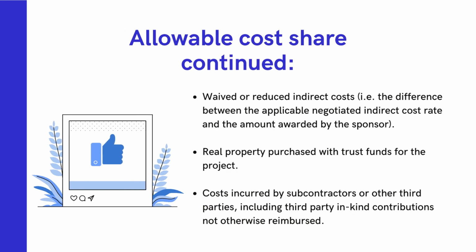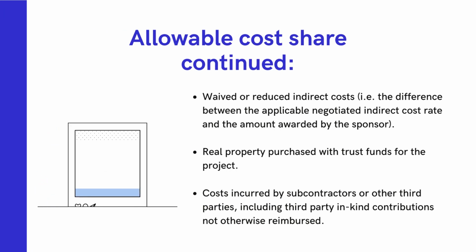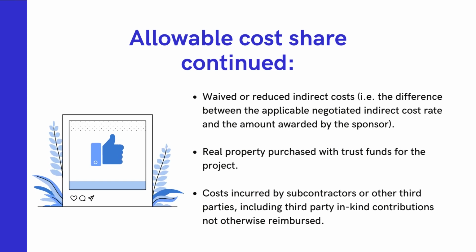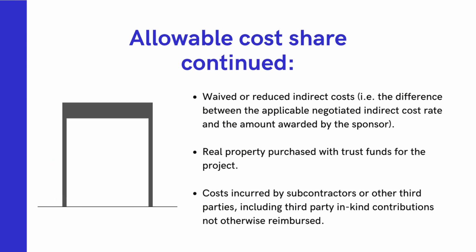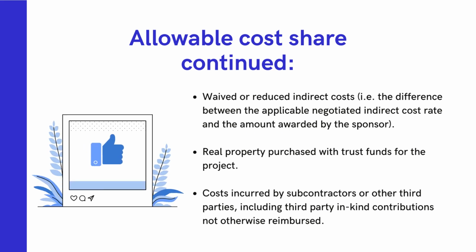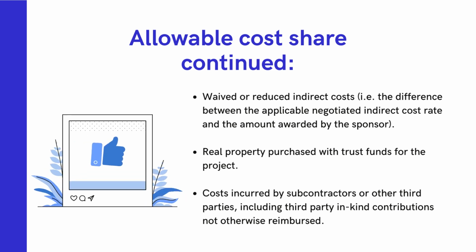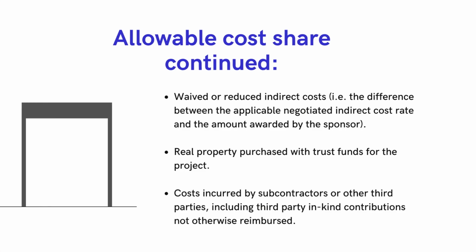Other allowable cost share. Waived or reduced indirect costs. For example, the difference between the applicable negotiated indirect cost rate and the amount awarded by the sponsor. Real property purchased with trust funds for the project. Costs incurred by subcontractors or other third parties, including third-party in-kind contributions not otherwise reimbursed.